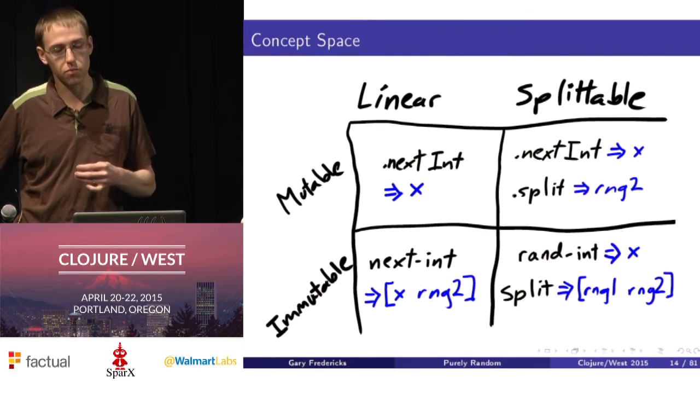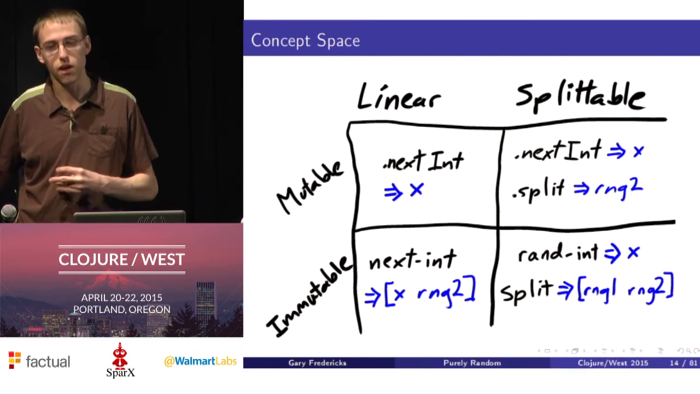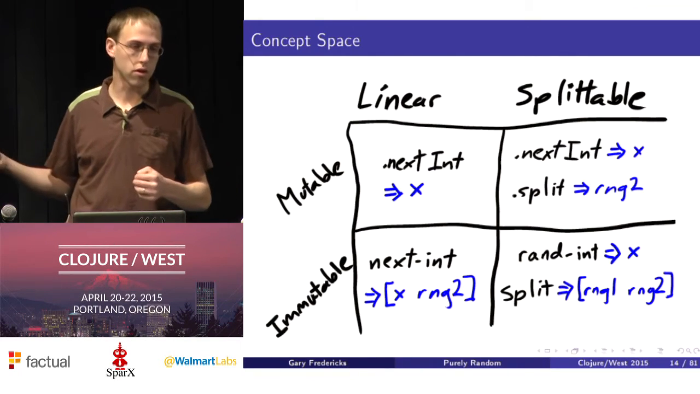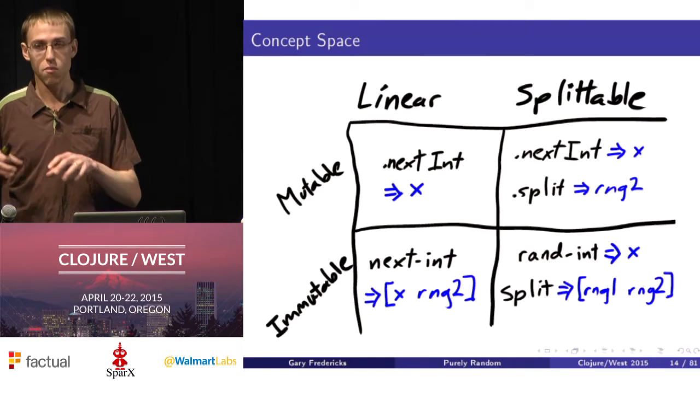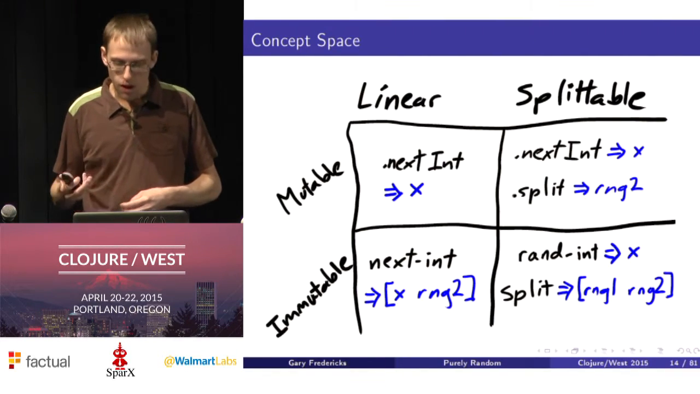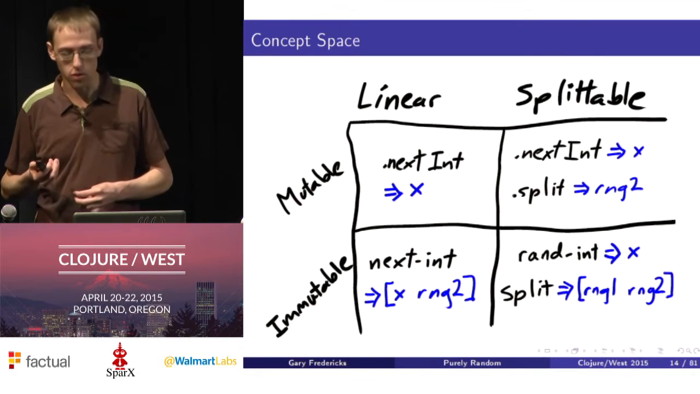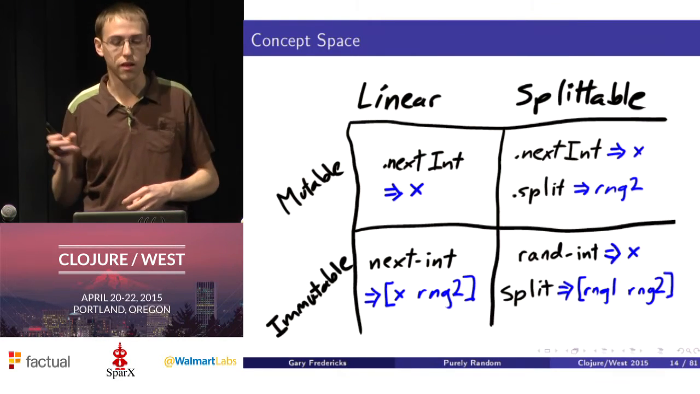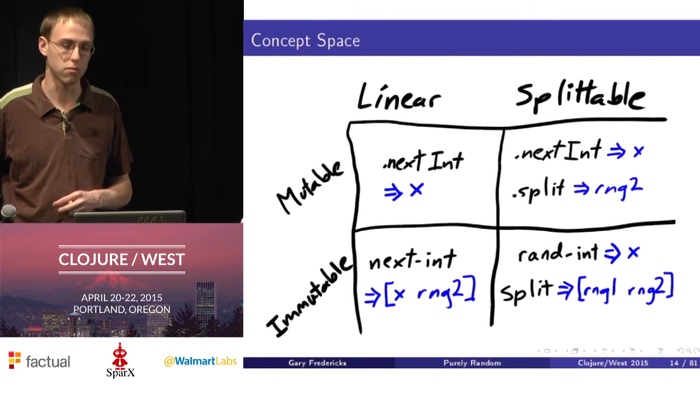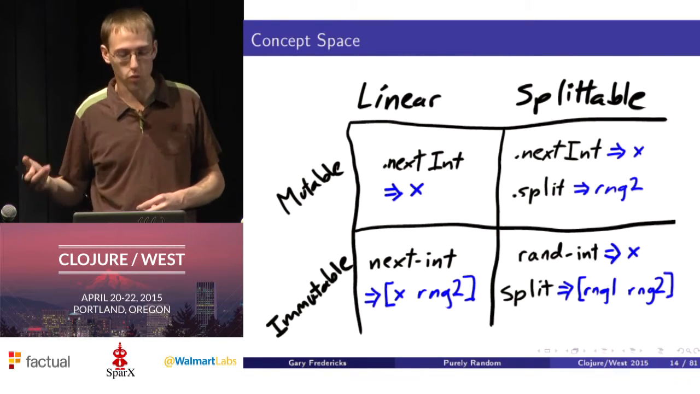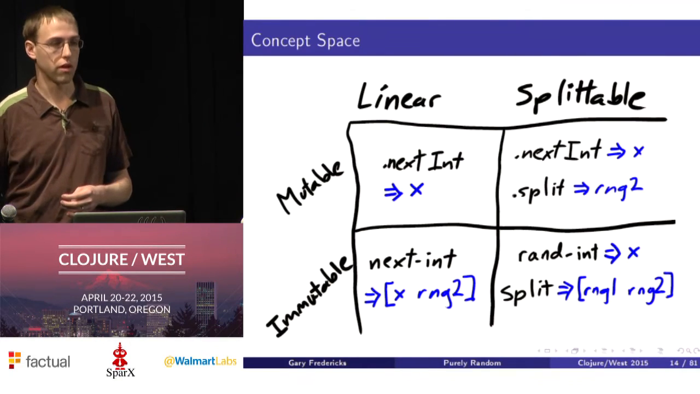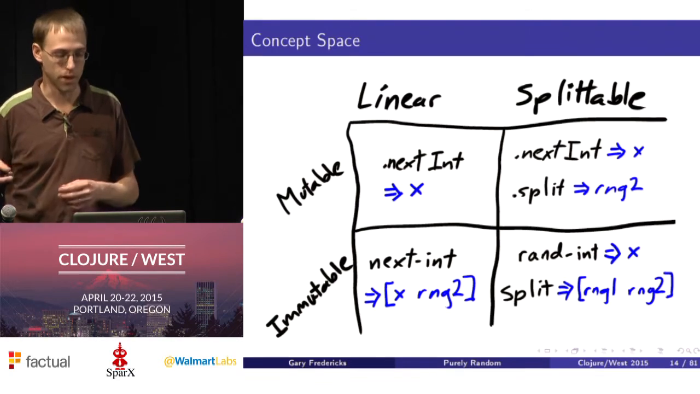So in the upper right, splittable and mutable, we simply add a method that will mutate the underlying object you call it on and then return a new random number generator that should be independent from the first one and generate different numbers. In the lower right, splittable and immutable, we're going to tweak the API a little bit. We no longer need to return a pair from next int because we have another way of getting more random number generators. So all we need is a randint function that returns a single random number, and then a split function that will take a generator and return 2 generators that should be independent.